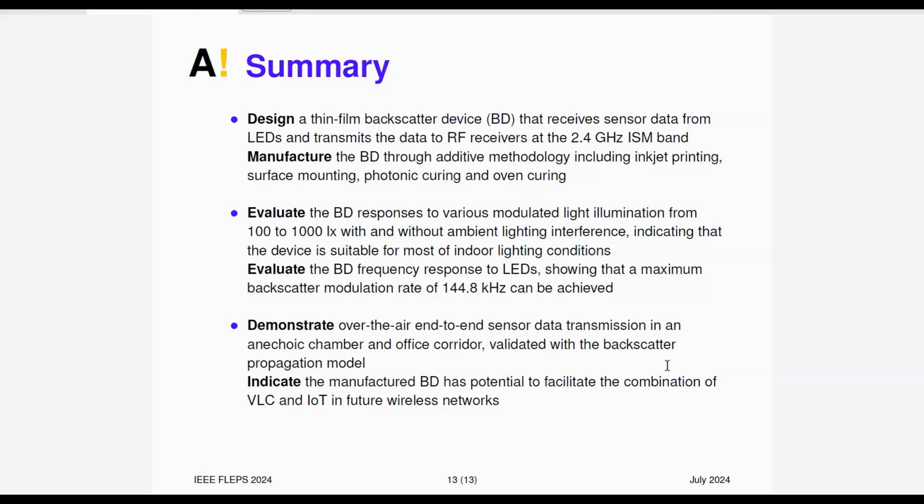Finally, we demonstrate over-the-air end-to-end sensor data transmission in the chamber and in the office corridor, and validated it with the backscatter propagation model. It means that this kind of device has the potential to facilitate the combination of visible light communication and the Internet of Things in future wireless networks, with more fusion in 6G and beyond.